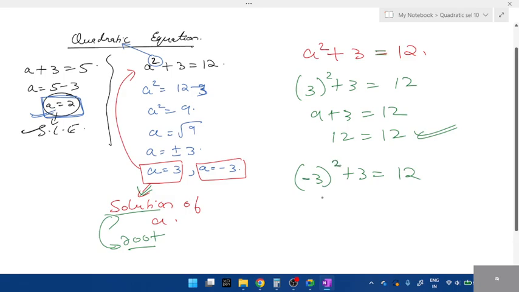If I put minus 3, students, look here. Minus 3 the whole square, what do you get? Again, 12 is equal to 12.